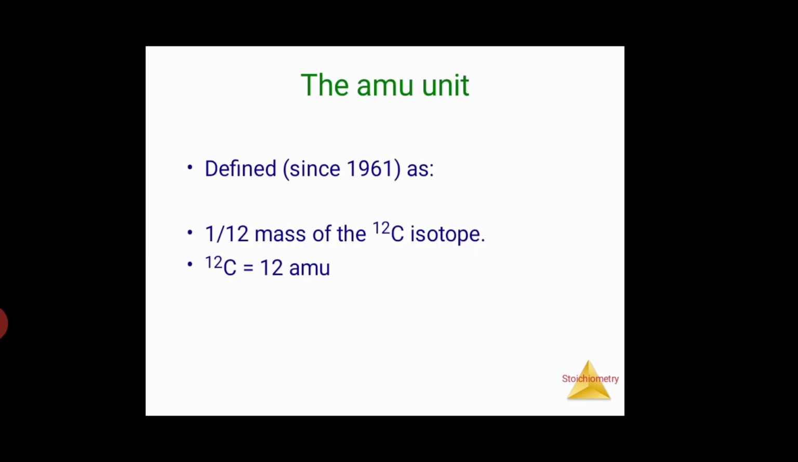Okay, for formula weight, we normally use AMU, atomic mass unit, or we also use molecular weight in grams per mole. This is defined as 1/12 the mass of the carbon-12 isotope. So 1 carbon-12 isotope would be equal to 12 atomic mass units.